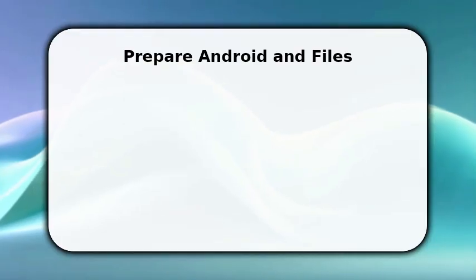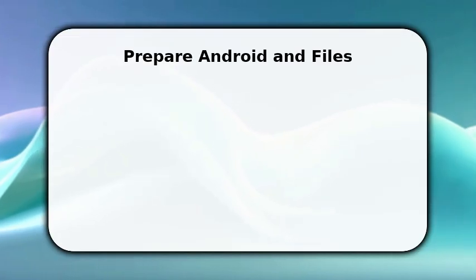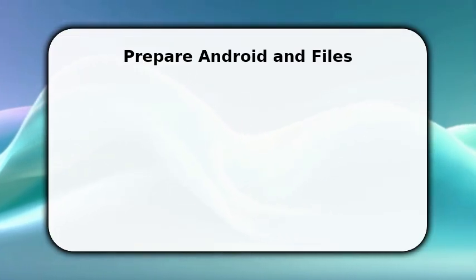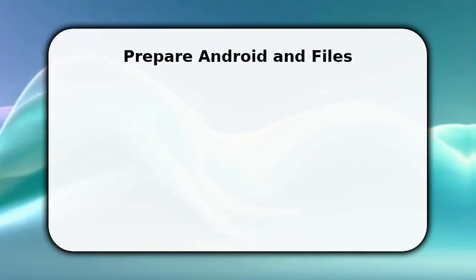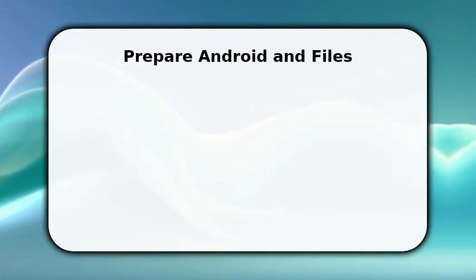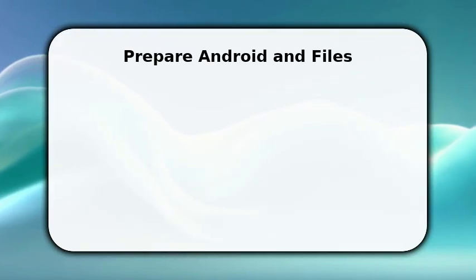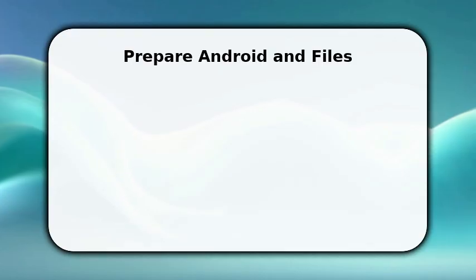You start by preparing your Android device and the files you need. Enable developer options and USB debugging so your phone accepts advanced installs. This also allows ADB transfers. Make sure you free at least 8 GB and charge above 50% to avoid interruptions.